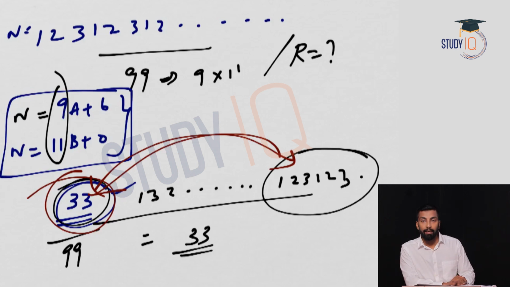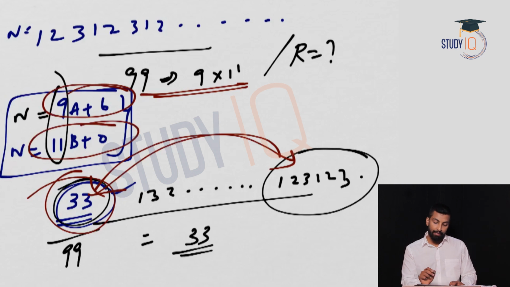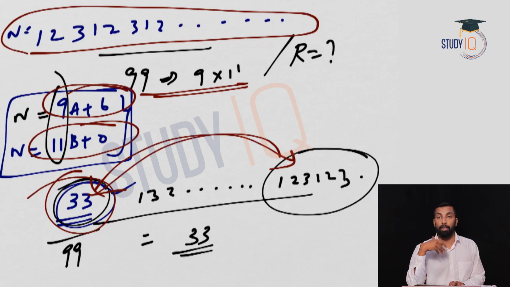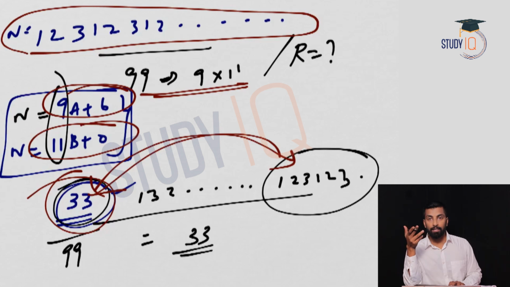Now how are you getting 33? You are factorizing and you are writing it as 9a plus 6 and 11b plus 0, and you see the number which satisfies both the conditions. Why? Because n satisfies both the conditions. So you need to find the smaller number which satisfies both conditions. Then you get the answer, perfect. I hope you understood, right?